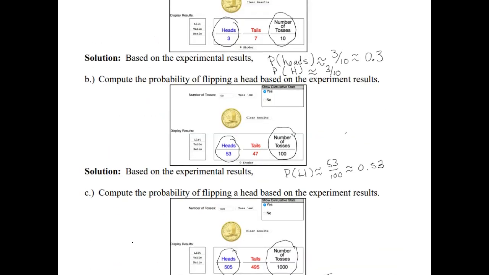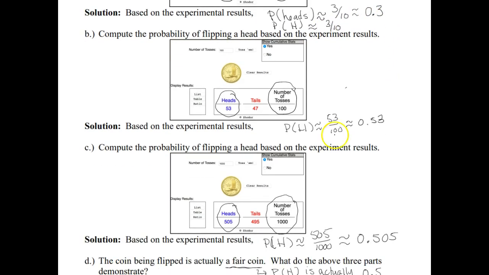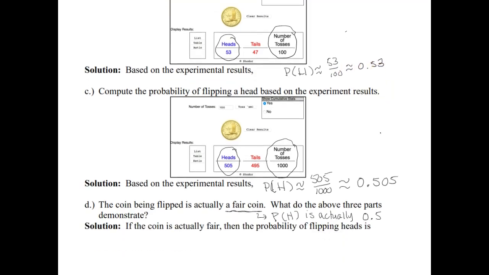If we go back up to part A, the actual probability is 0.5. Here our approximation was 0.3, so a little bit off. In the next case, we flipped it 100 times, and again, if the true probability is 0.5, our approximated probability of 0.53 is not that far off. And in part C, again keeping in mind the true probability is 0.5, our approximated probability came out to be 0.505, so really, really close to 0.5.